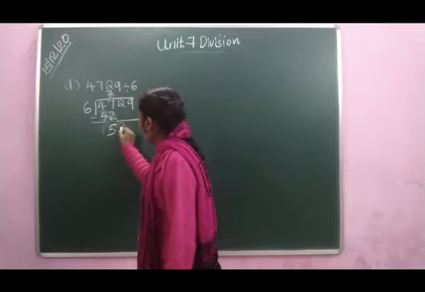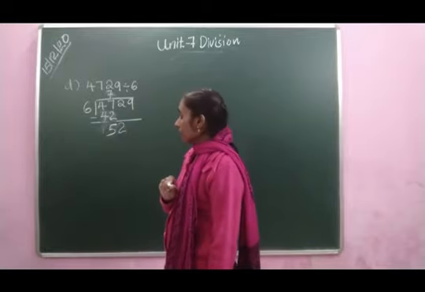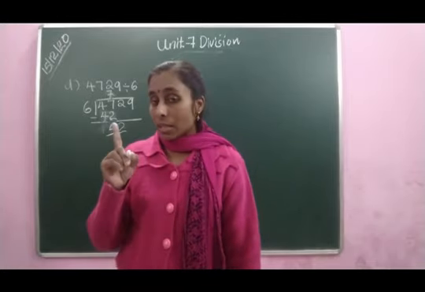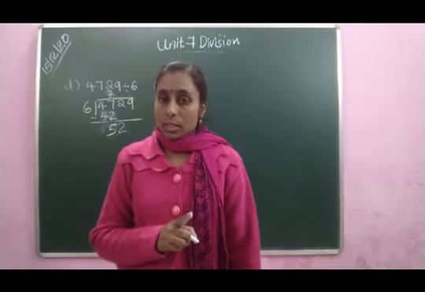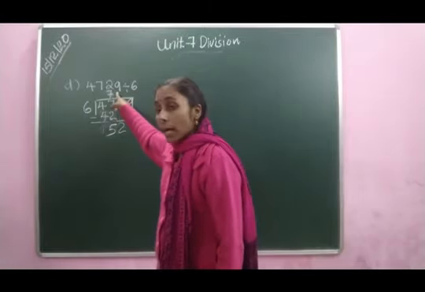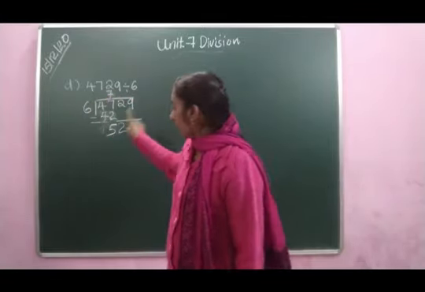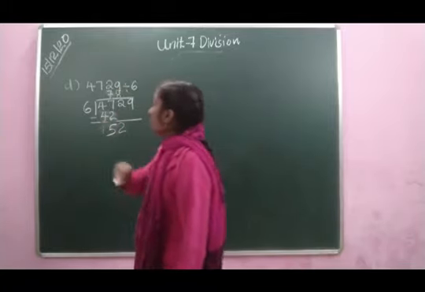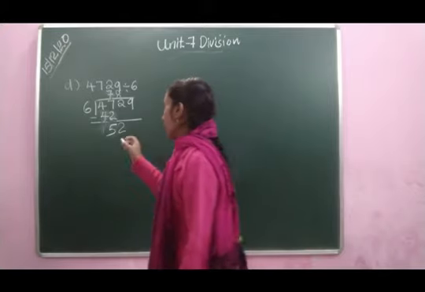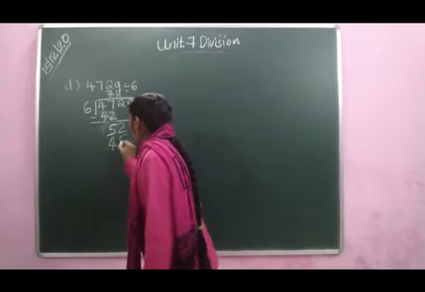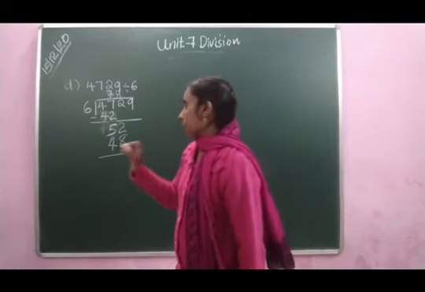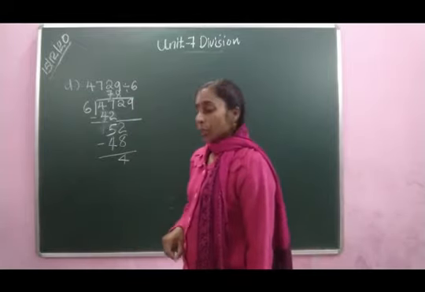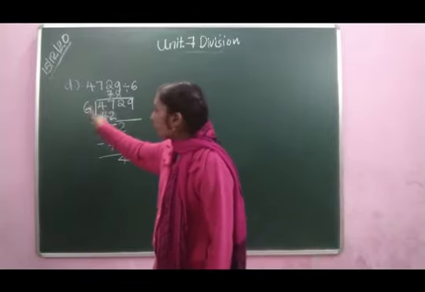Then write the next number down, 2. What will come? 6 7s are 42, 6 8s are 48, 6 9s are 54. Can we write 9 here? No. 9 6s are 54, we can't write that. So we have to write the previous number, 8. 6 8s are 48. Then what is the next step? Subtraction. 52 minus 48 is 4. See, this 4 is smaller than 6.